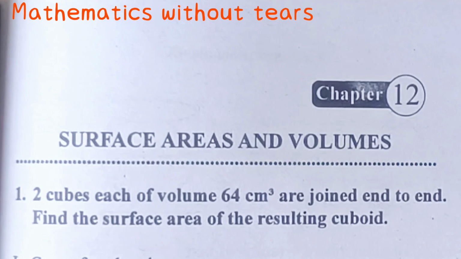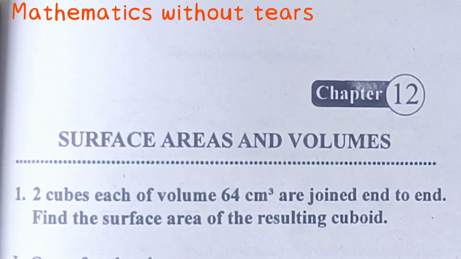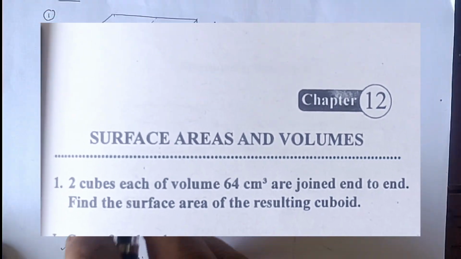Hello students, in this video I am going to show sums of surface areas and volumes from class 10 textbook. Here question number 1 is from 12.1. Two cubes each of volume 64 centimeter cube are joined end to end. Find the surface area of the resulting cuboid. Let me show how to do this sum.